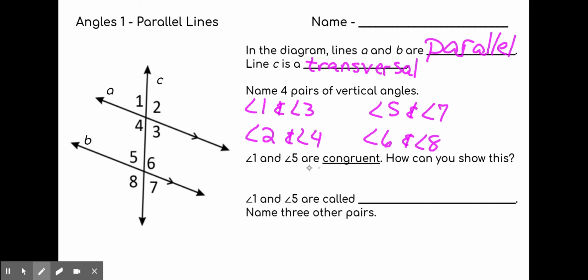Okay? Now, 1 and 5 are congruent. How could we show this? So here's angle 1 right here, and here's angle 5. Well, think about what we did with patty paper. If we traced angle 1 on patty paper and we slid it down, it would match exactly over angle 5. So which transformation is a slide? We would translate it, right? I could trace angle 1 and I could slide it down and it would match angle 5. That would be one way to show that they are congruent. So we could show it by a translation.